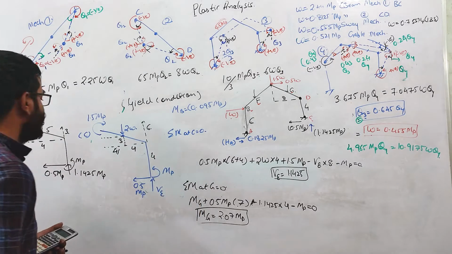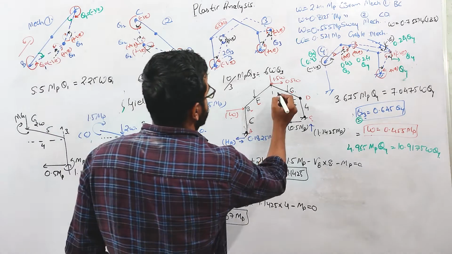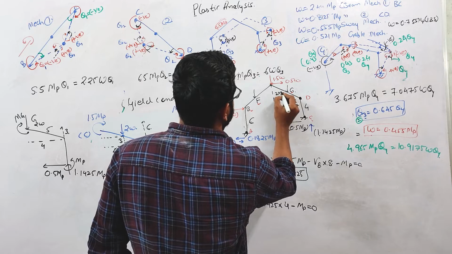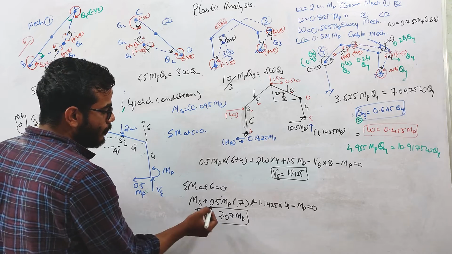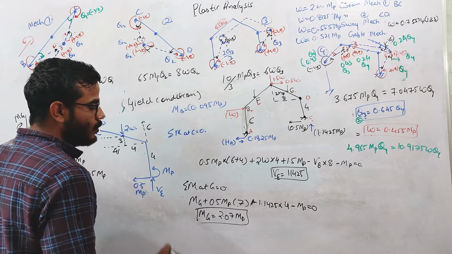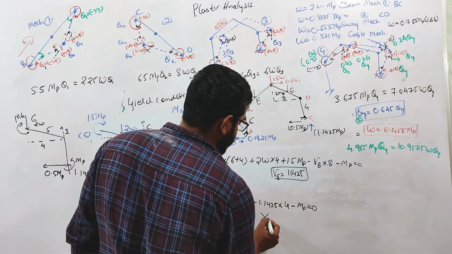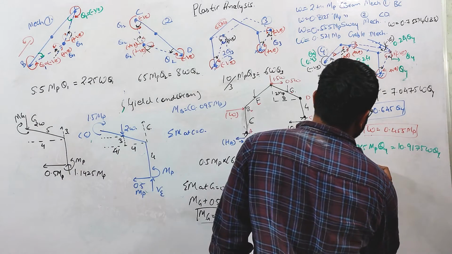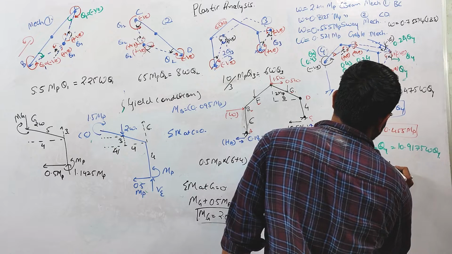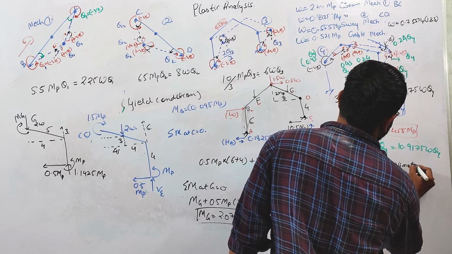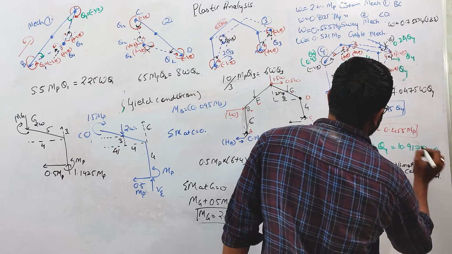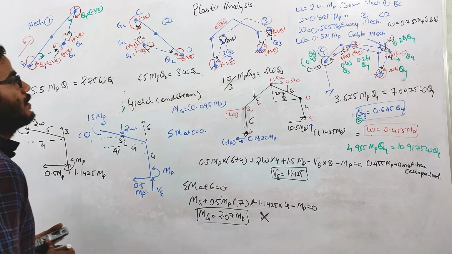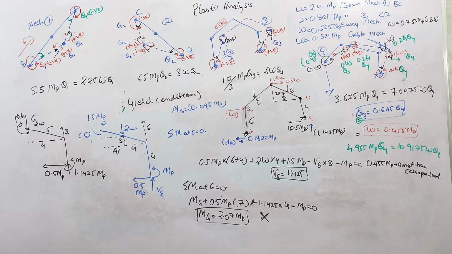So you can see that the maximum moment capacity which was given in the question is 2 MP for this CD member. But you can see that this value is exceeding 2. The moment at G is coming out to be 2.07. Okay, so the yield condition is not satisfied. So basically this 0.455 MP is not the true collapse load. So there will be some other mechanism which we need to discuss.